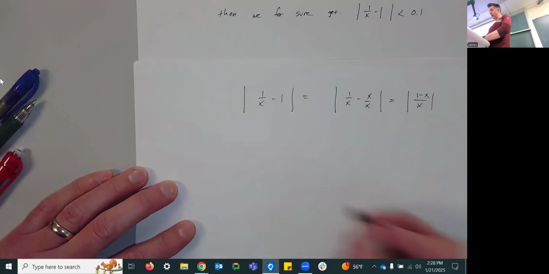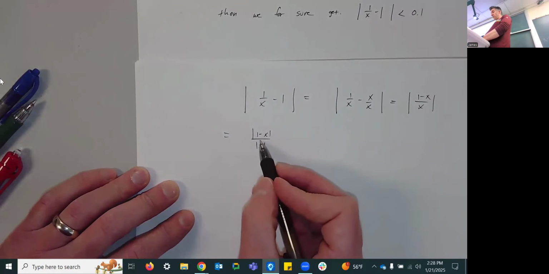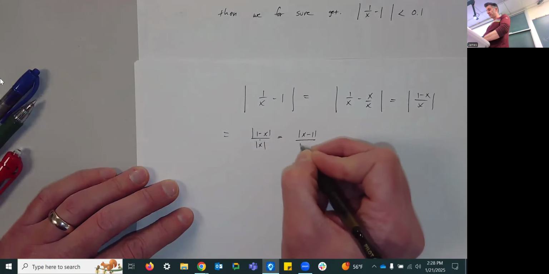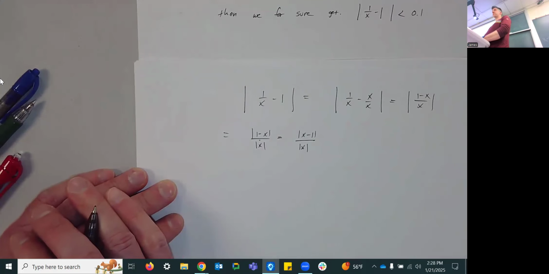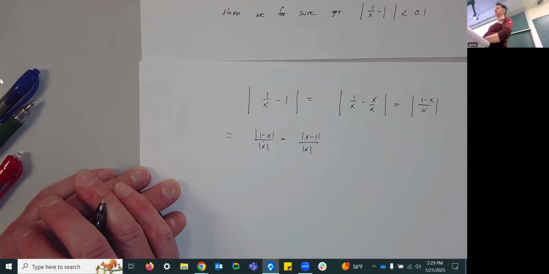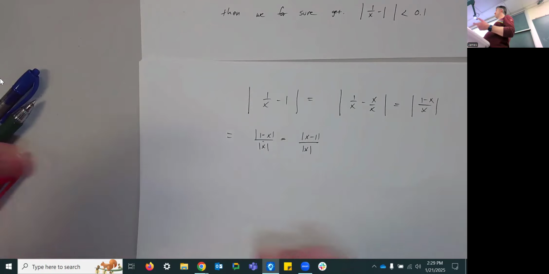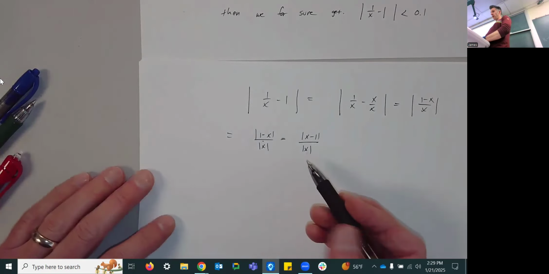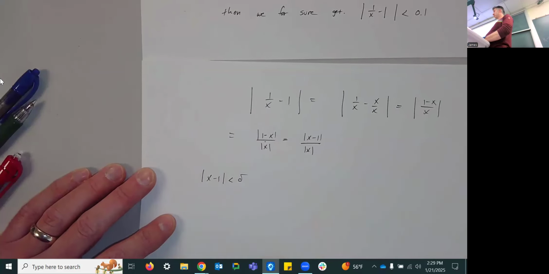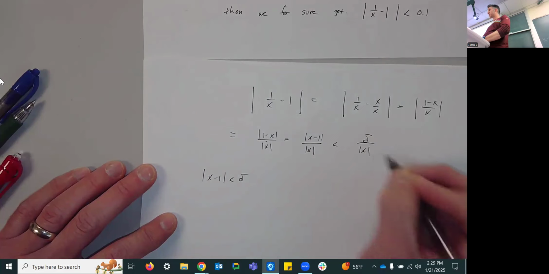And yes, you can break that up as the absolute value of 1 minus x over the absolute value of x. Now, we know that the absolute value of 1 minus x is the same as the absolute value of x minus 1. Is that okay? If you do 1 minus x or x minus 1, even though one of them is positive and one of them is negative, the absolute value is still the same. And then we can say, well, great. We know that we wanted the absolute value of x minus 1 to be less than delta. So that's less than delta over the absolute value of x.